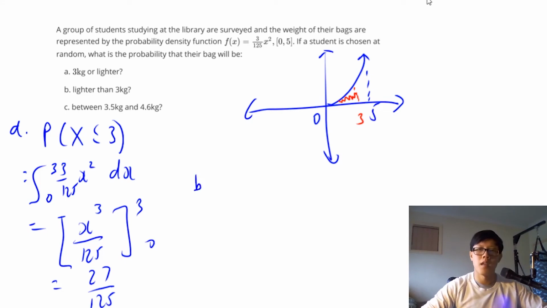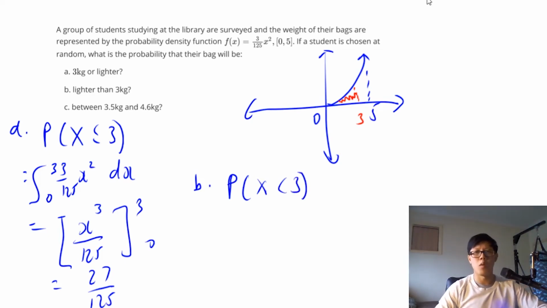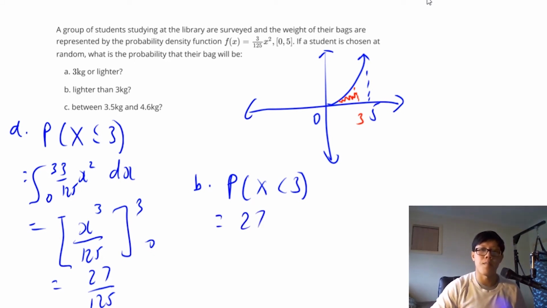Now part B, what's the probability that it will be lighter than 3 kilograms? So P(X) less than 3. Well, the interesting thing about this is that this is going to be exactly the same as our answer in part A because of what we were talking about before. The probability of getting a specific value is going to be 0. So it actually doesn't matter if we have this less than or equal to, or if we just have the less than. It's still going to be the same answer. So that's part B done as well.